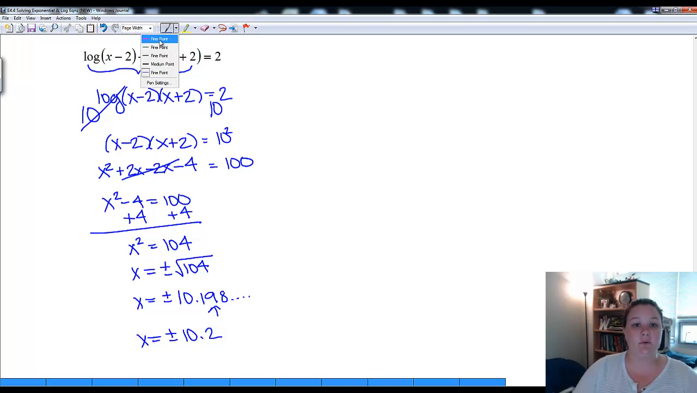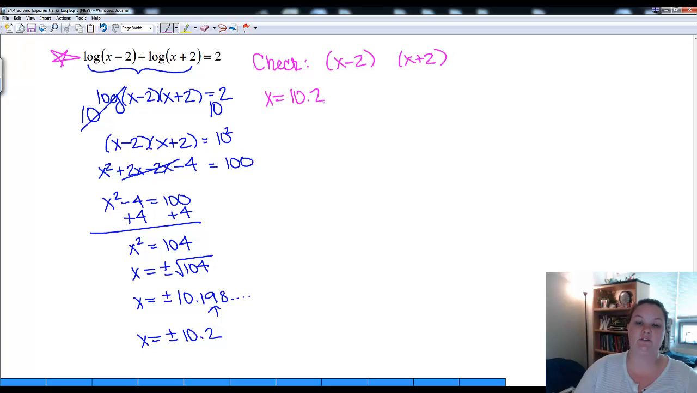Because this is a log problem, we do have to check our inside numbers. Okay, so we're going to check x minus 2, and we're going to check x plus 2 with our two answers. We have x is equal to 10.2 and x is equal to negative 10.2. So the positive 10.2, when I subtract 2, still going to be positive, and 10.2 plus 2 is still going to be positive. So we know that one checks out.